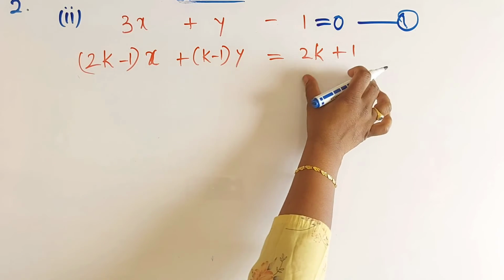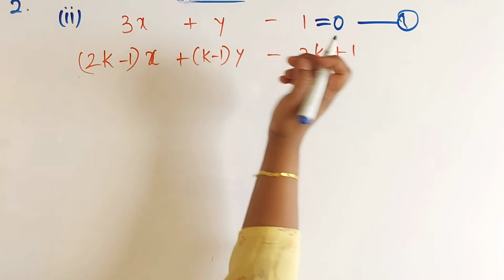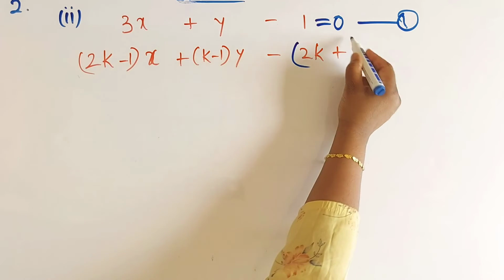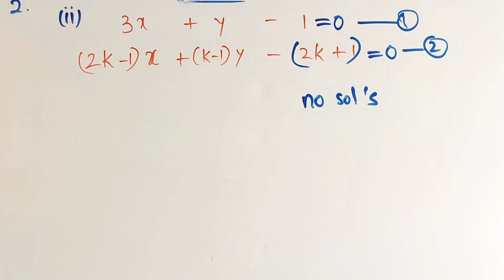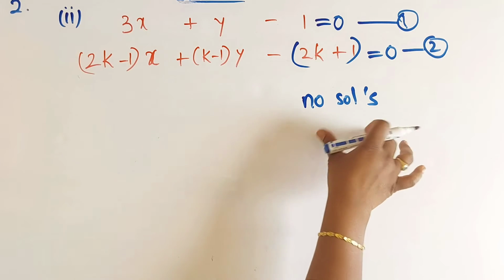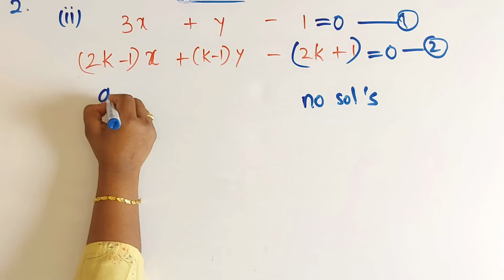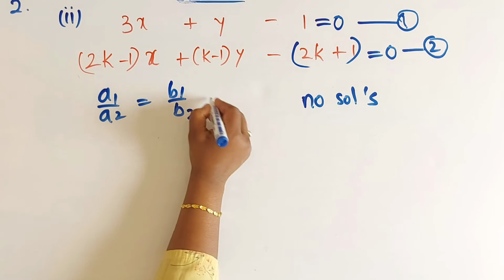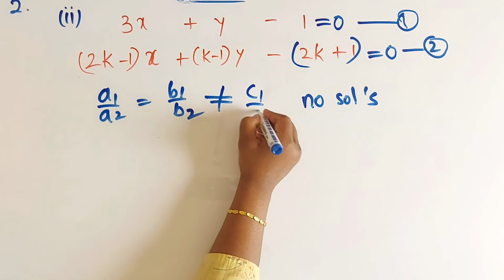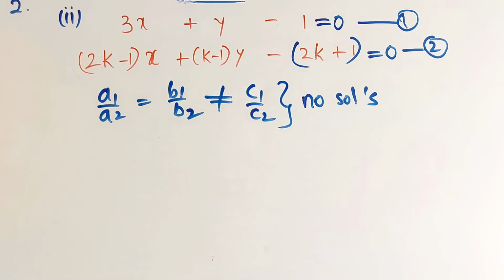Now this one, 2k plus 1, is the constant. Send this one to the left hand side. So it will be minus of 2k plus 1 equal to 0. This is the second equation, children. They said no solutions, children. That means what is the condition? a1 by a2 is equal to b1 by b2 but not equal to c1 by c2. Right children? This is the condition.